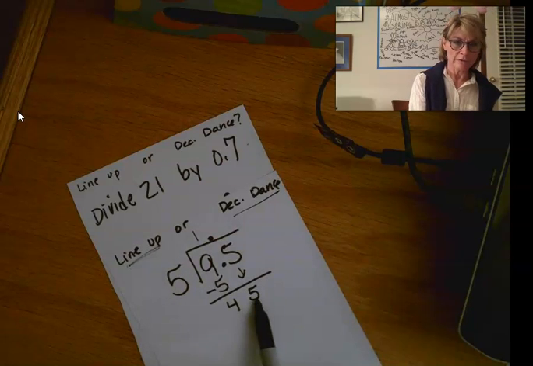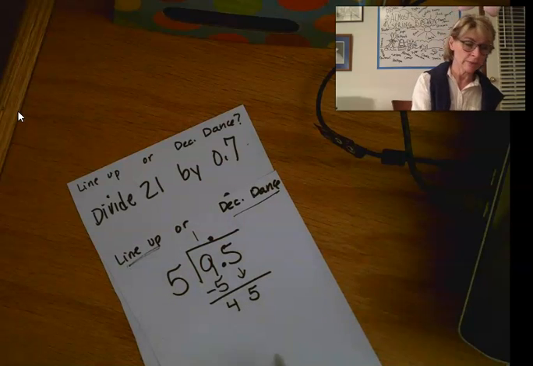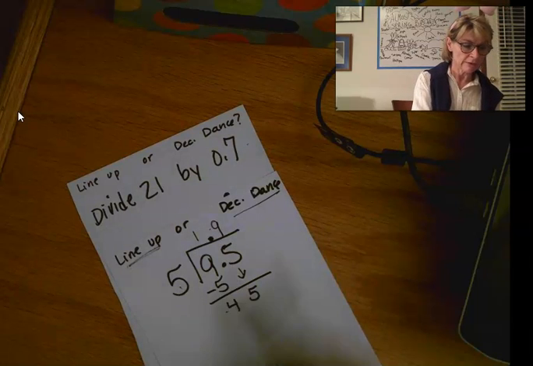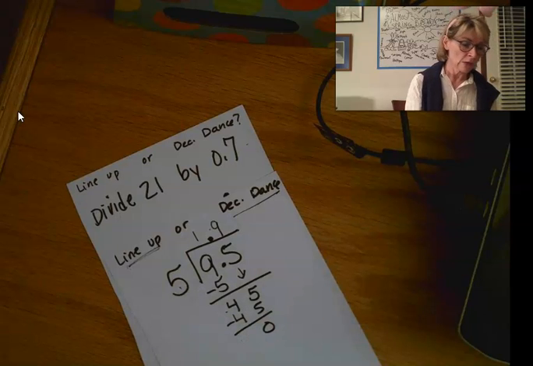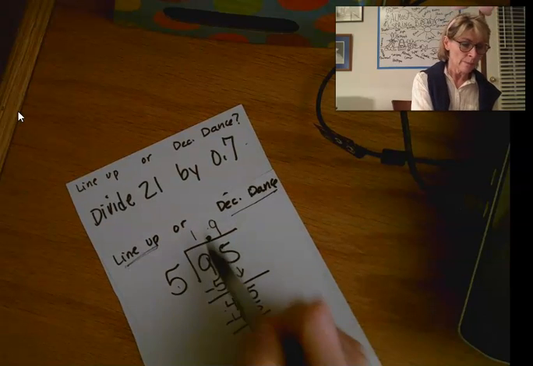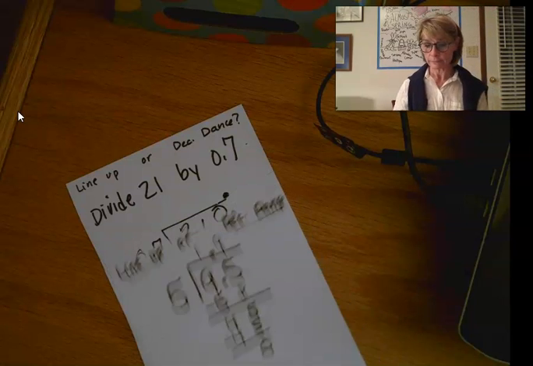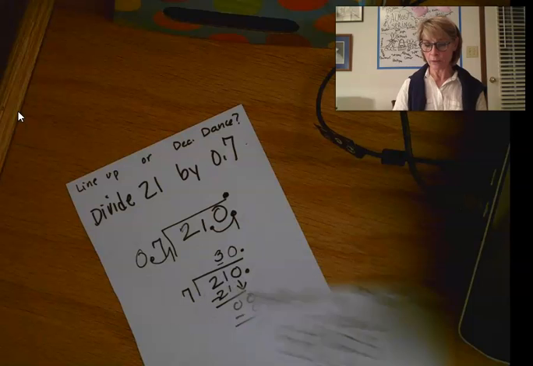5 will go into 45 9 times. So I'll put a 9 up in the quotient. 9 times 5 is 45, and I have 0 left over. So I can see that my answer is going to be 1 9/10. We're going to do one more.